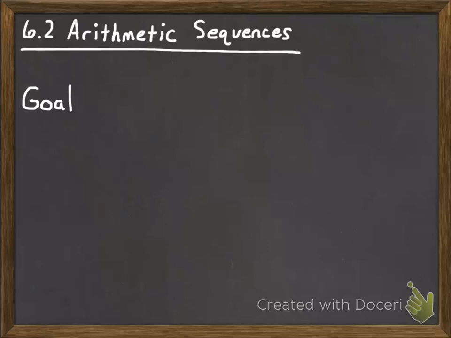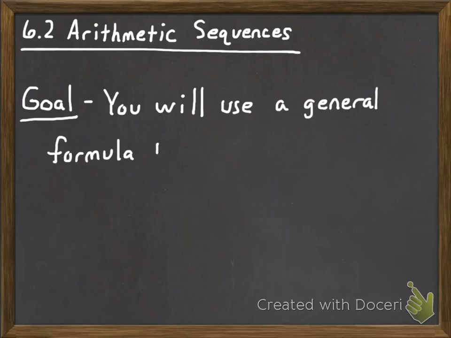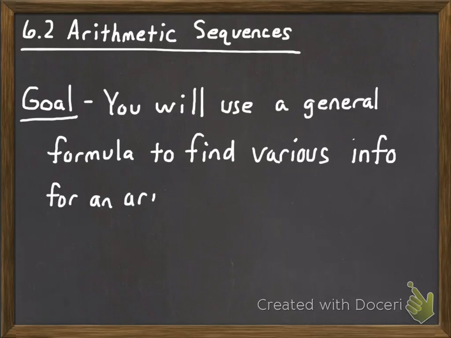Let's do this, everybody. More arithmetic sequences we're going to be working with in this video here. Now, you've already learned how to find the general formula for an arithmetic sequence and a little bit of how to use that, but what we're going to be doing today is using that a little bit more. You're going to use a general formula to find various information for an arithmetic sequence. And there's lots of different types of things you can be asked, and you will see what those different types of things are as we go through the video.